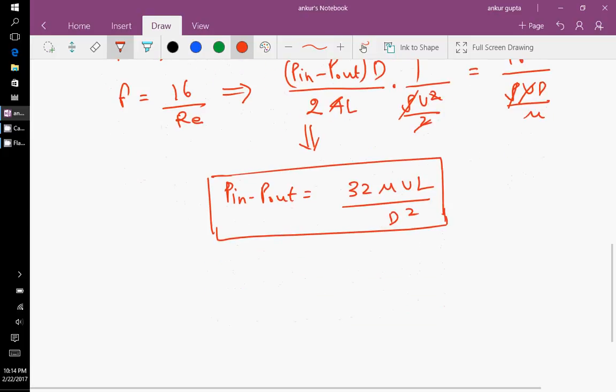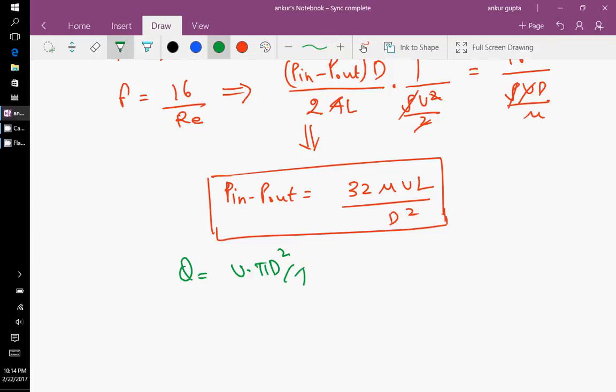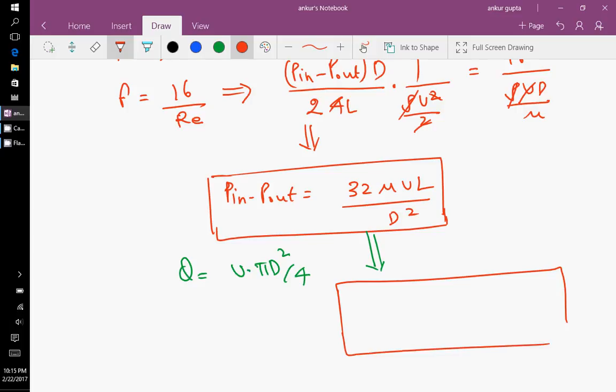I will do one step further, to refresh your memory, that Q is nothing but u into pi d square by 4. The flow rate is pi d square by 4 times velocity. I can replace u by Q by pi d square by 4. So in other terms, I can write this as P in minus P out will be Q times 128 mu L by pi d raised to the power of 4.